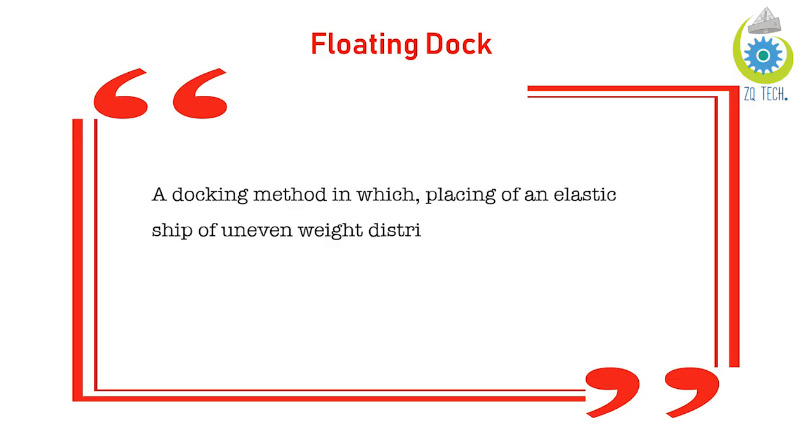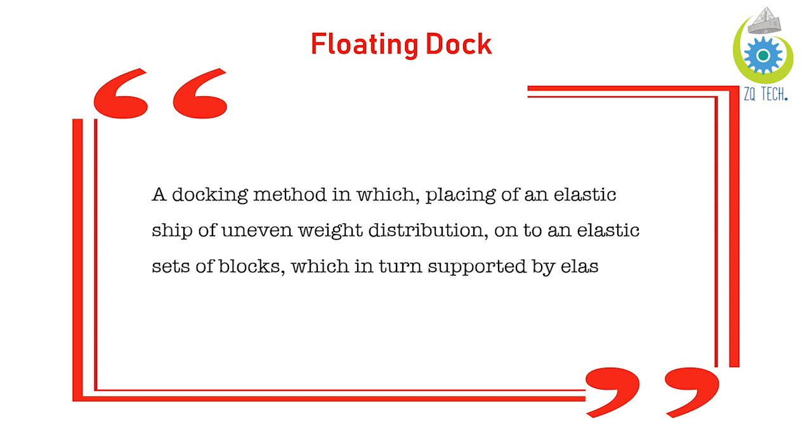Floating dock is a docking method in which an elastic ship of uneven weight distribution is placed onto elastic sets of blocks, which in turn are supported by the elastic floating dock. Hope you understand the definition of this floating dock. Here, elastic means that it is little or temporarily bearing the stresses as a result of force. It doesn't mean that any material will stretch or expand like rubber. Elastic here means that when load is applied on the blocks by the ship, then as a result of this load, temporary stresses will be induced in the ship as well as in the block. So when the load is removed, when the ship is removed, these stresses will vanish.